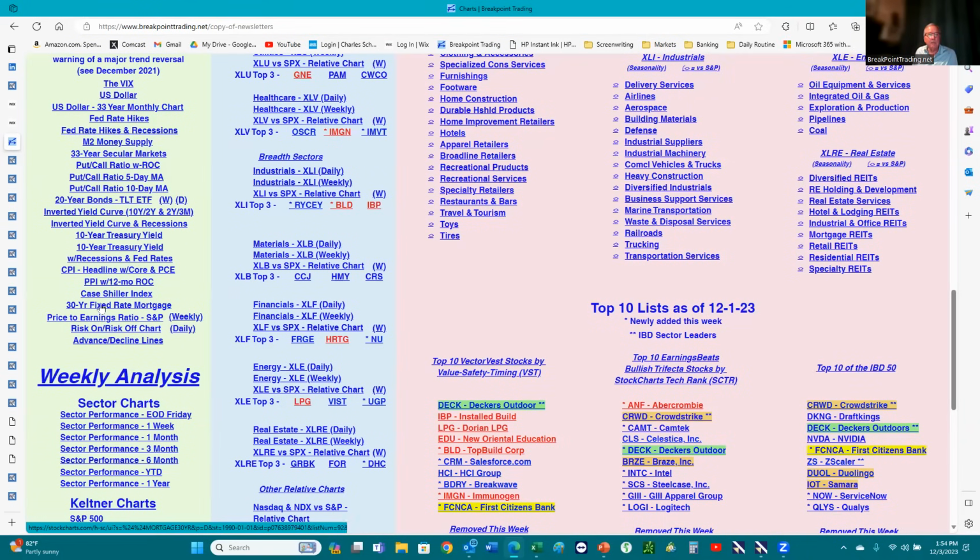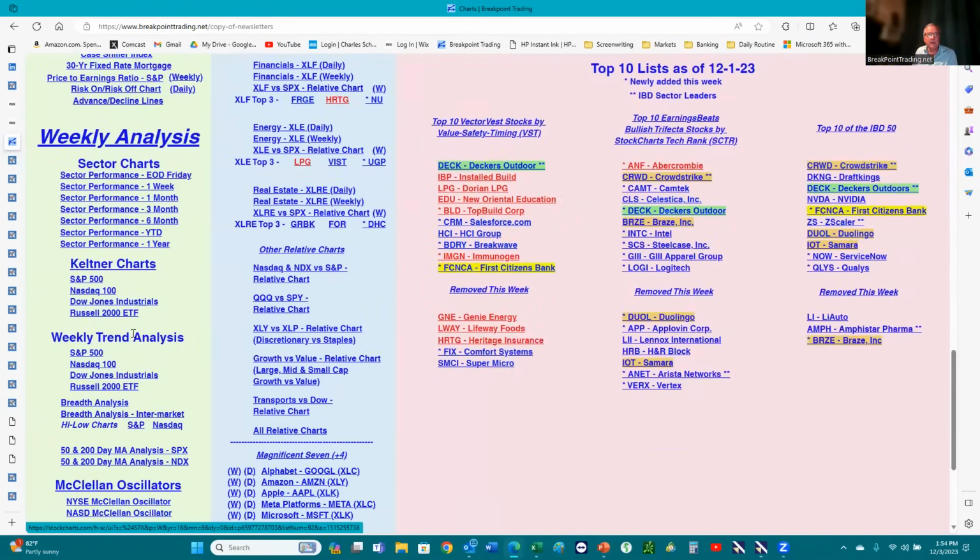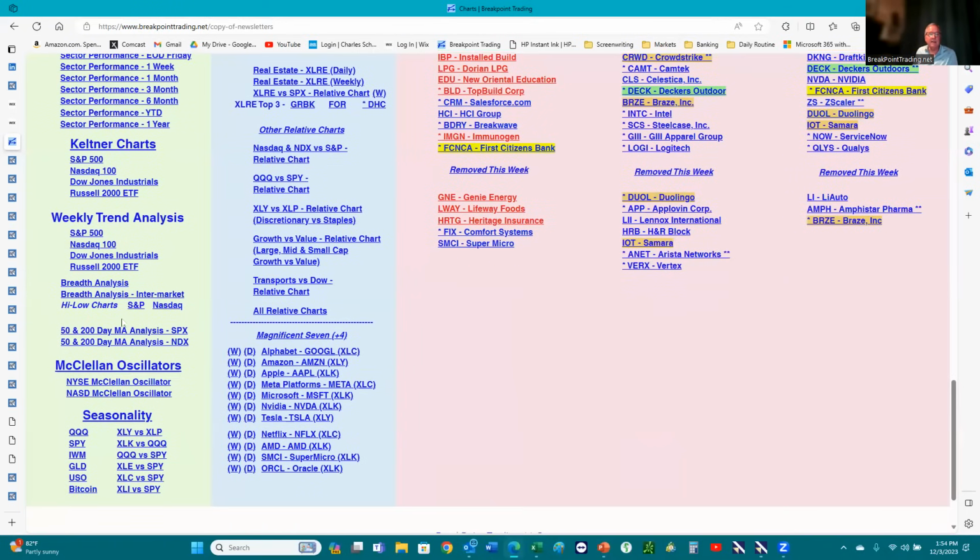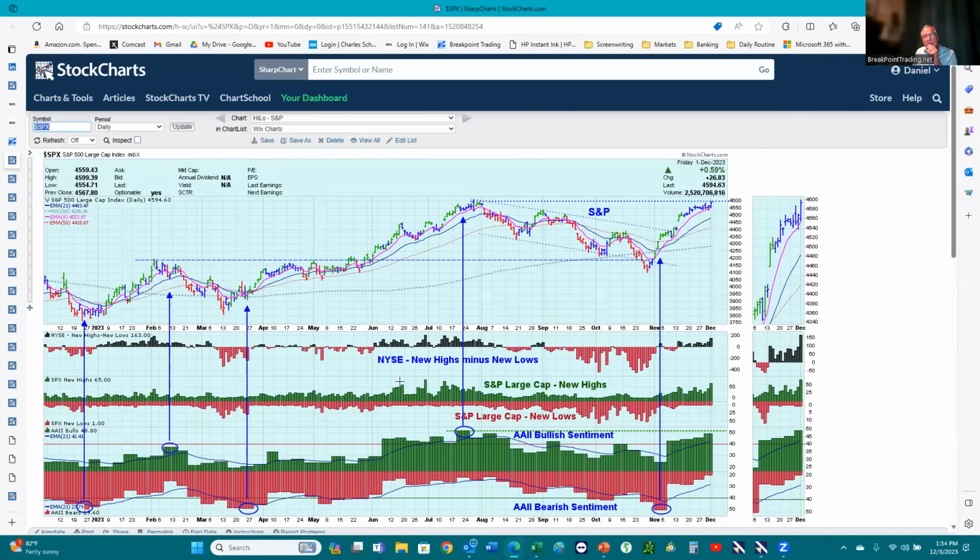The price to earnings, that's not that interesting. But one thing that is interesting down here is the high-low charts. And I put this one in the newsletter this week. So if we look at the S&P high-low charts, this is the large cap S&P new highs minus new lows. So you take all the new highs, you subtract all the new lows, and that gives you a chart.